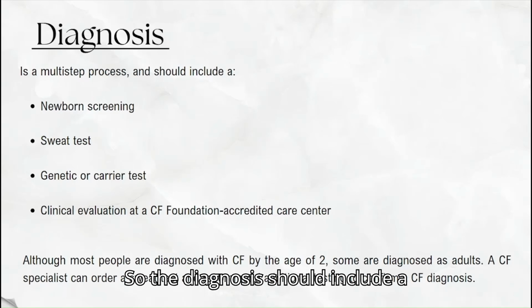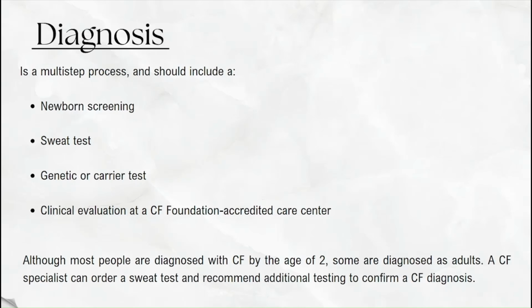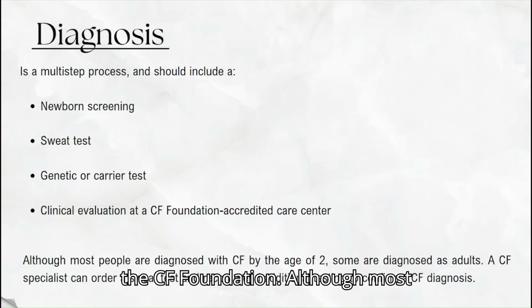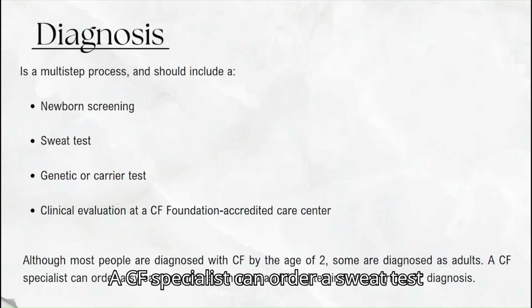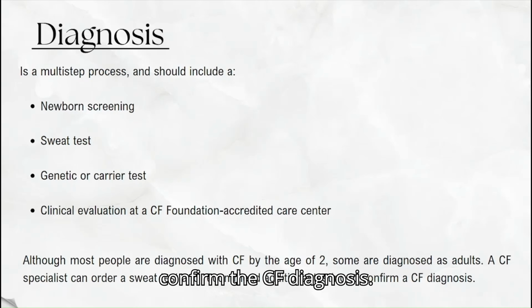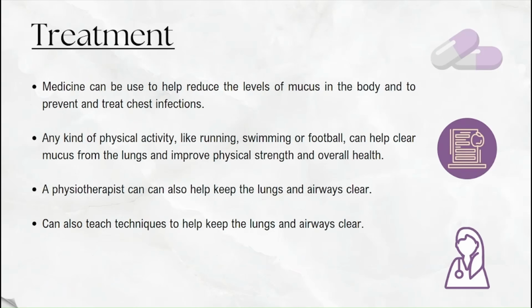So the diagnosis should include a newborn screening, a sweat test, a genetic or carrier test, and the clinical evaluation at the CF Foundation. Although most people are diagnosed with CF by the age of 2, some are diagnosed as adults. A CF specialist can order a sweat test and recommend additional tests to confirm the CF diagnosis.